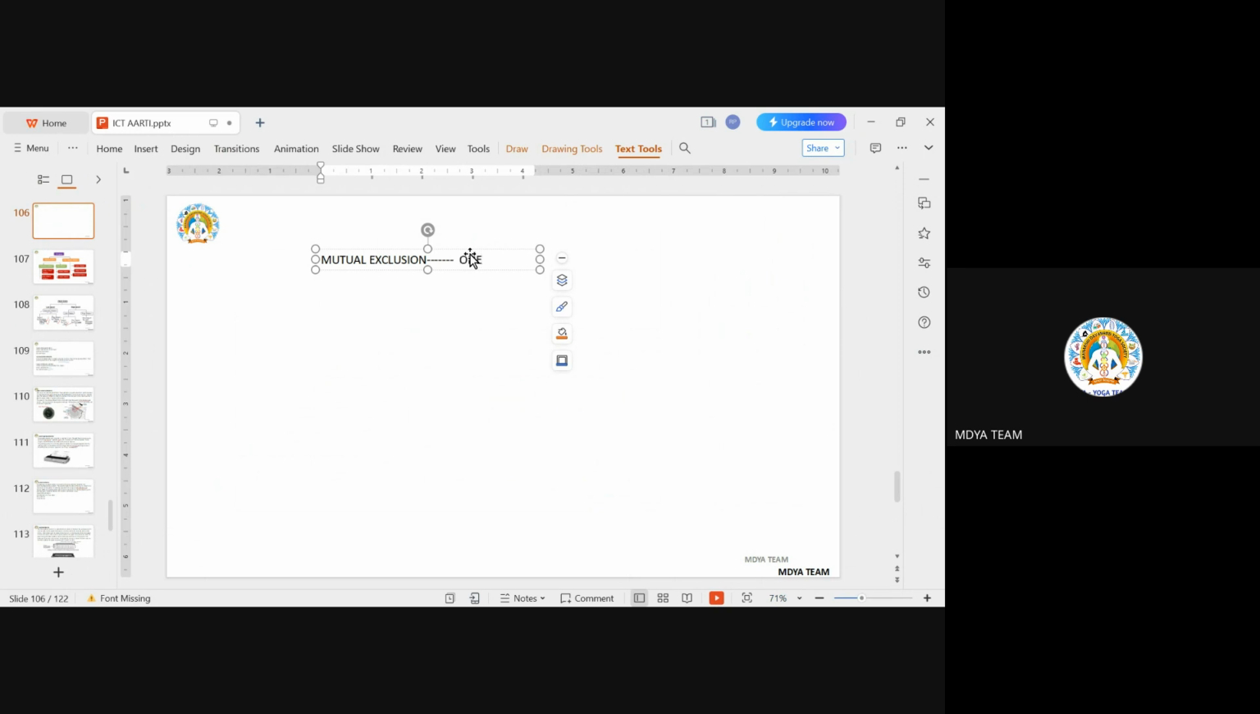It means mutual. Sometimes a question comes in the exam, what does it mean? So you should know about this. Mutual exclusion is related to the printer. It means one print at a time. And the next word is spooler.